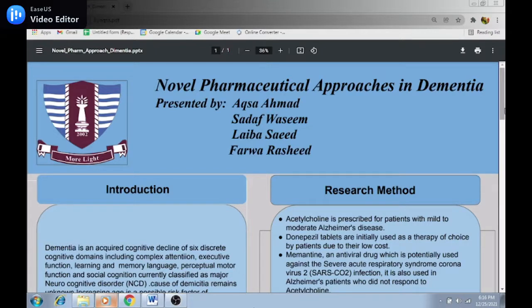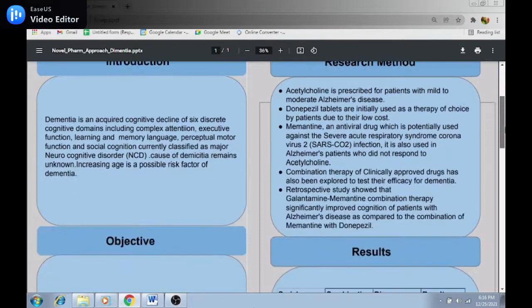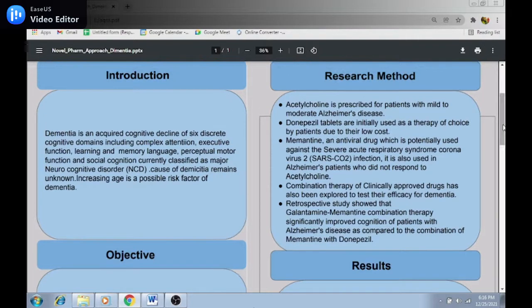The topic of my poster presentation is novel pharmaceutical approaches in dementia. Let's talk about the introduction. What is dementia? Dementia is a group of symptoms affecting memory, thinking, and social abilities severely enough to interfere with daily life. There are several types of dementia: Alzheimer dementia, vascular dementia, frontotemporal dementia, mixed dementia, and Lewy body dementia.